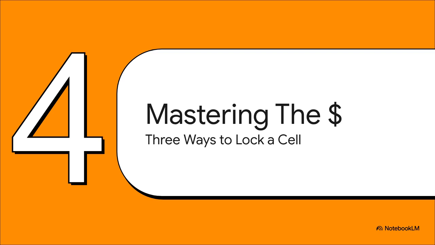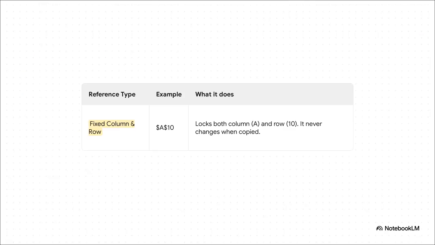That dollar sign is actually even more powerful than it first seems. There are actually 3 different ways you can use it to lock your cells, which gives you really precise control over your formulas. First up, we've got the full lockdown. $A$10. See that? A dollar sign before the column and before the row.